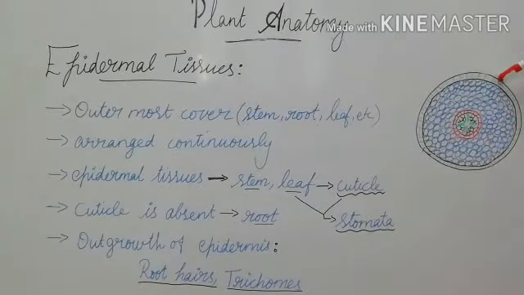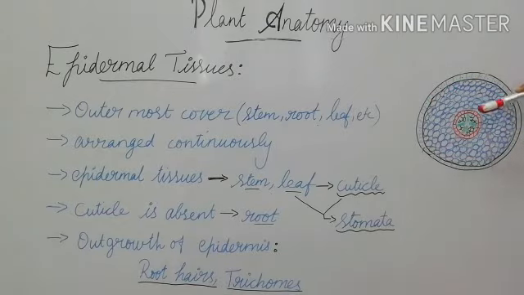And this is the epidermal tissues, and it is the outermost cover of the complete plant body. That is, the stem, root, leaf, every part of the plant is covered by these epidermal tissues. Like how the skin covers and protects our body, like that these epidermal tissues protect the plant body. And it is arranged continuously without any space.